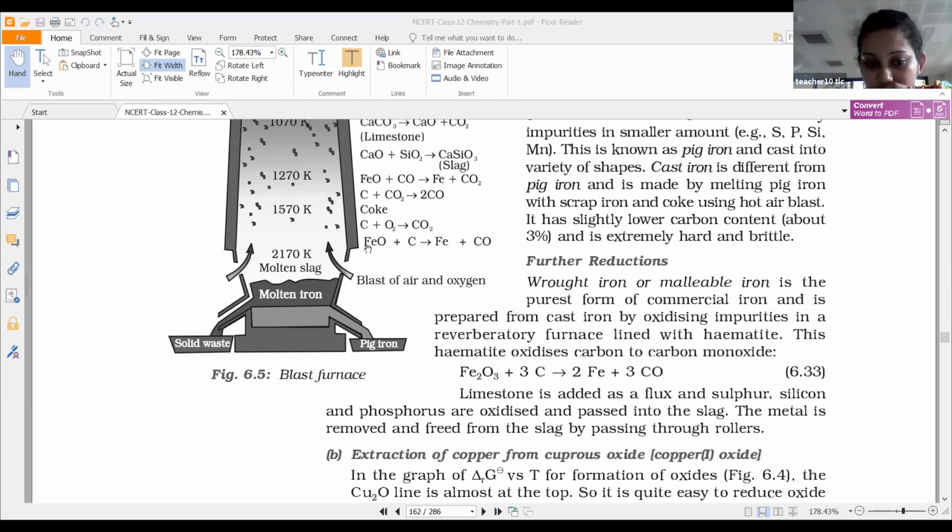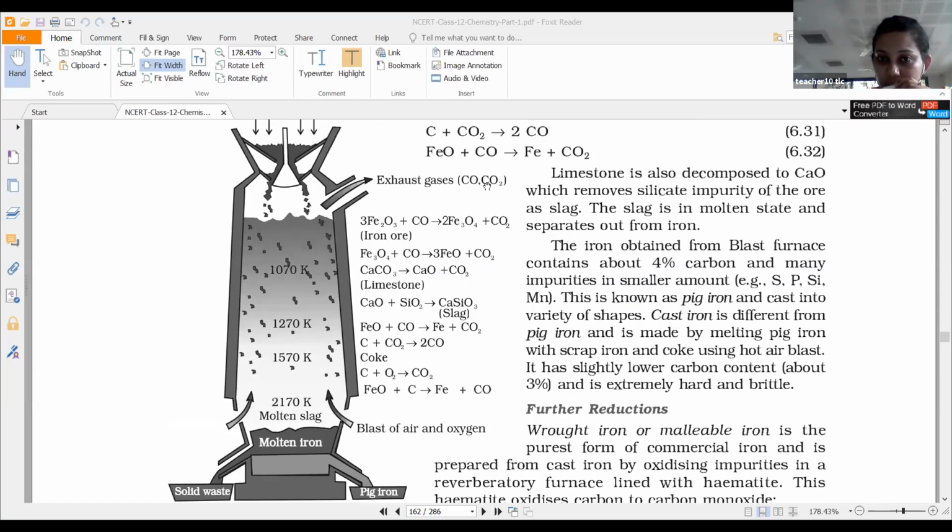Students, concentrate on this part of the diagram in the slide. Here one equation is there, the last equation: FeO reacts with carbon and you get Fe plus CO. This is the required, important equation. If you extract iron by this method, then the yield of iron is more. Is this clear? But here one more step is there.